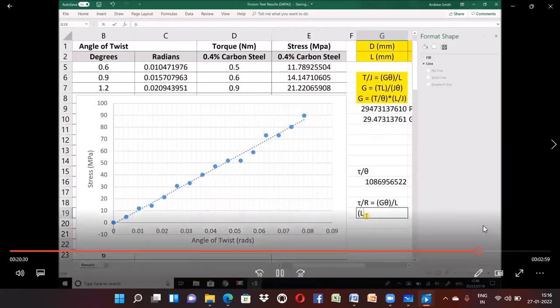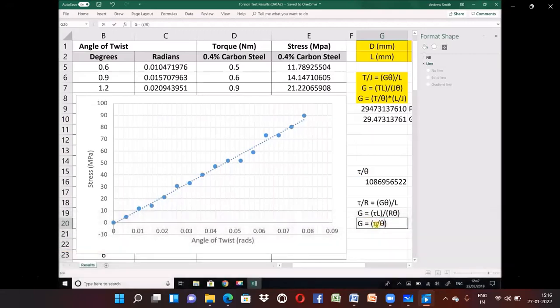So we get tau L divided by r theta. And that's G equals. Now we're going to separate this out like we did in the previous example. So in actual fact, what we have is G equals tau over theta times L over r. We need to get tau over theta together because we have a value for that based off the gradient of our graph.